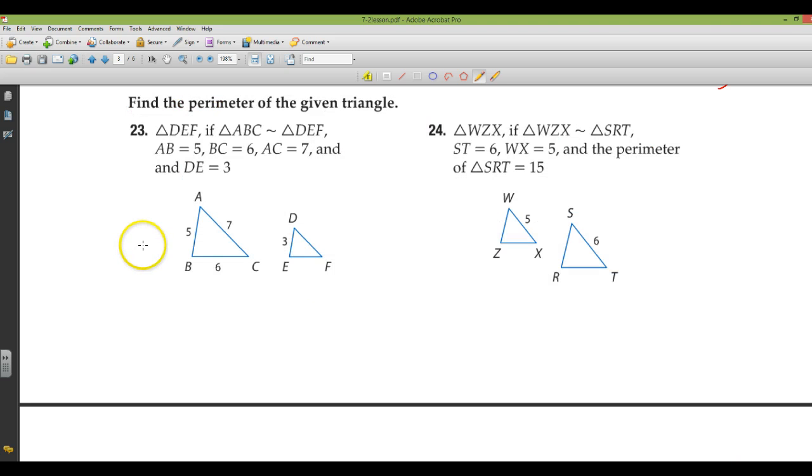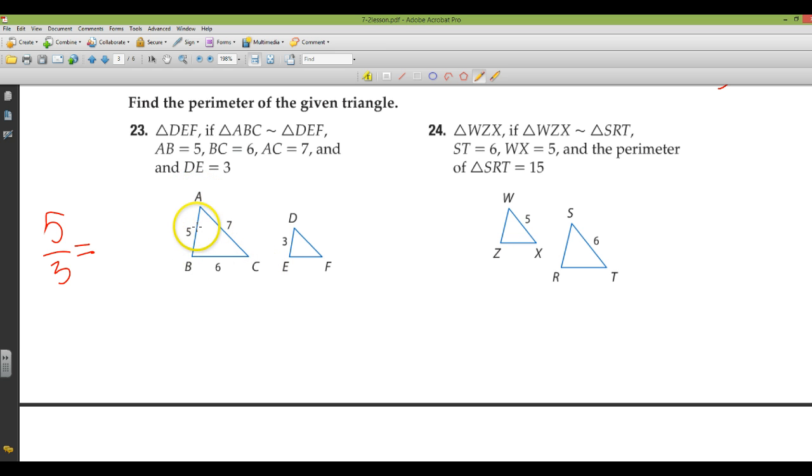Find the perimeter of the given triangle, triangle DEF, if triangle ABC is similar to triangle DEF, AB is 5, BC is 6, AC is 7, and DE is 3. So my ratio of perimeters will be in the same ratio as the scale factor, so 5 is to 3 will be the same as the ratio of perimeters.